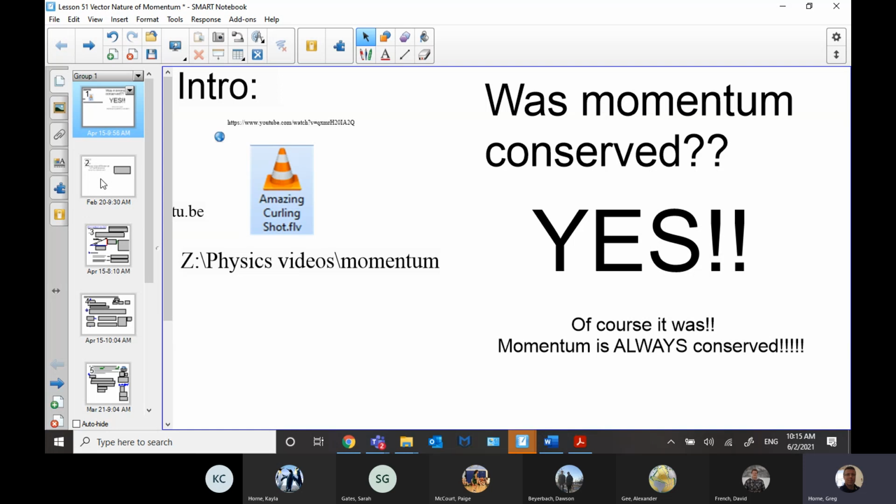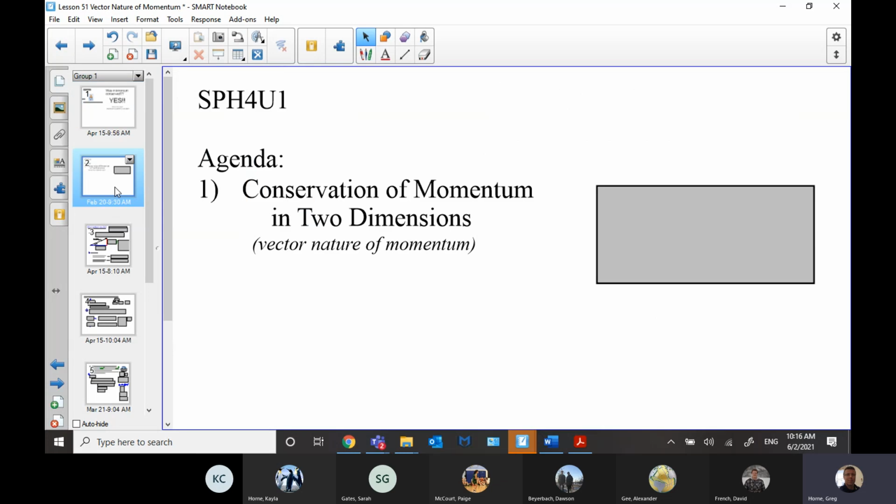As a friendly reminder, back in grade 11 we talked about how the frequency of a wave is always the same as the frequency of the source that created it. We're going to be talking about that one again very soon, as we go into the light unit after this lesson, which will be today. So, conservation of momentum in 2 dimensions.